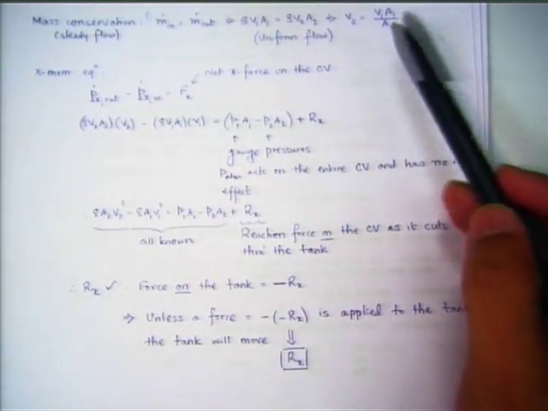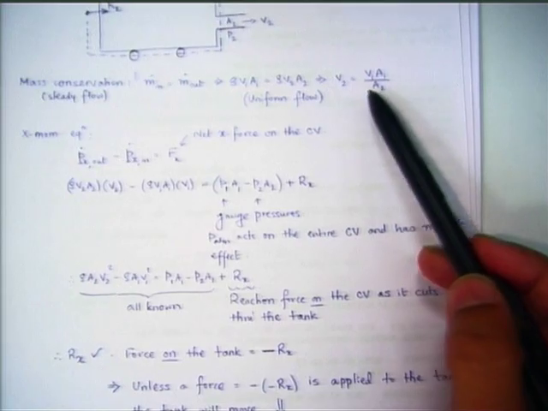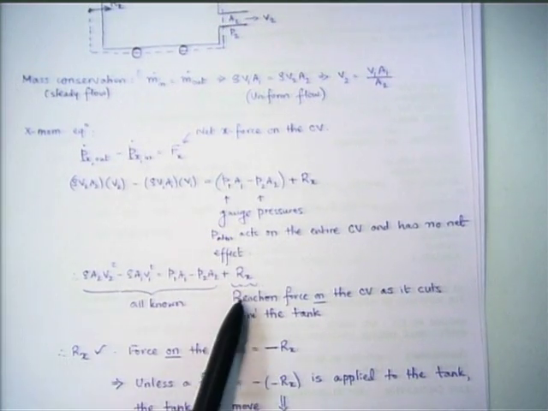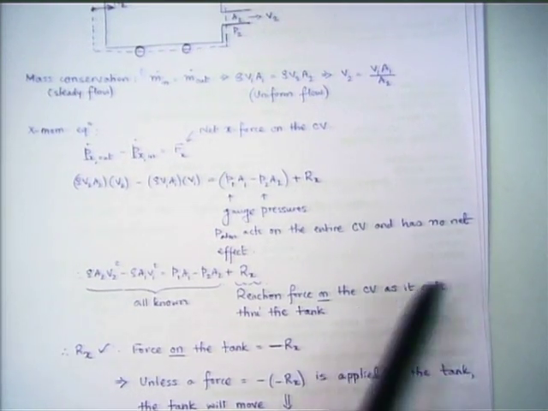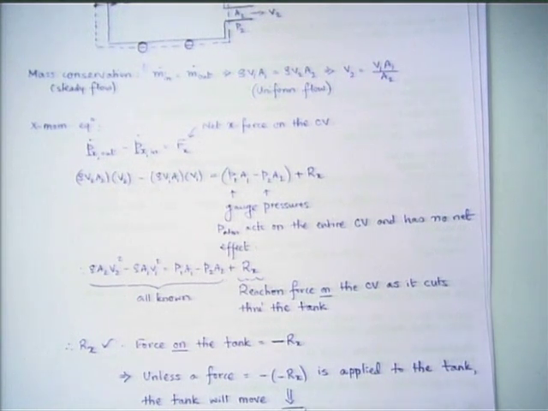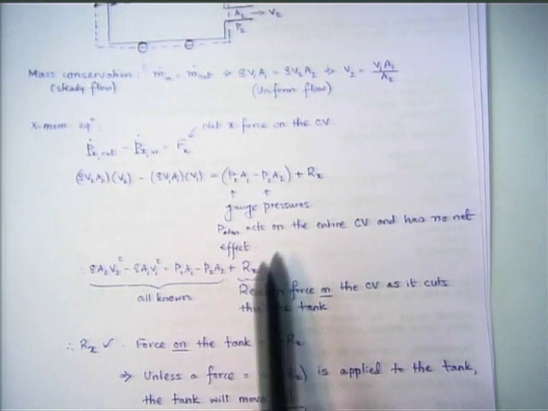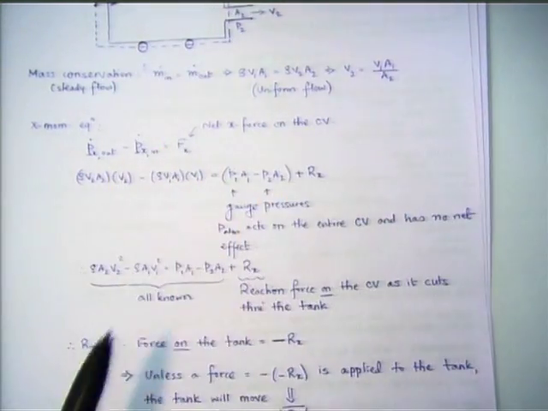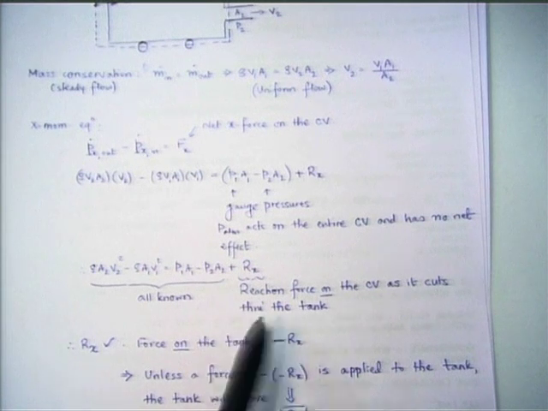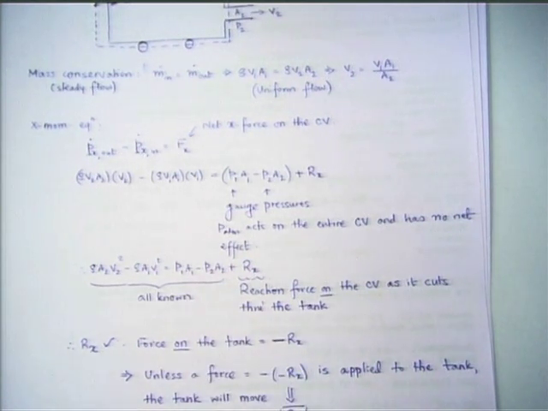And that's it. You have calculated V2 from the mass balance. You simply go ahead and simplify this, and what will come about by solving this is Rx, which is again the reaction force on the control volume as it cuts through the tank. Now, what we really want is the force on the tank. By Newton's third law, action and reaction must be equal and opposite. Therefore, the force on the tank will be simply equal to the negative of this Rx. Whatever these numbers work out to, if I provide some numbers, you simply have to take the negative of that Rx to get the force on the tank.